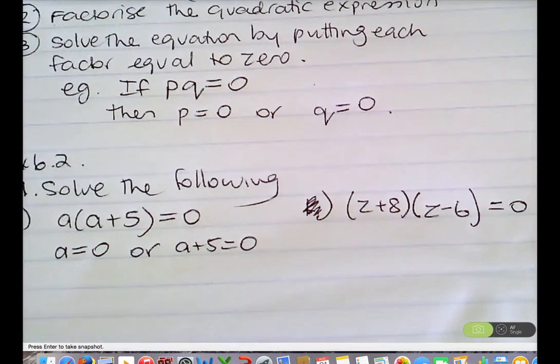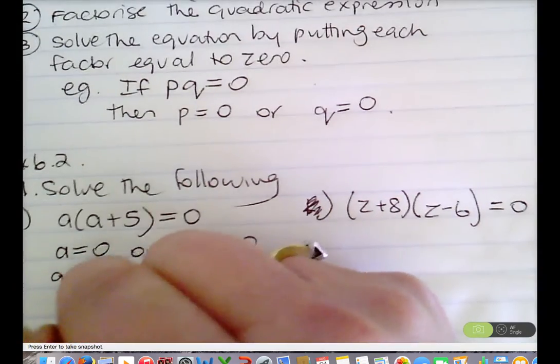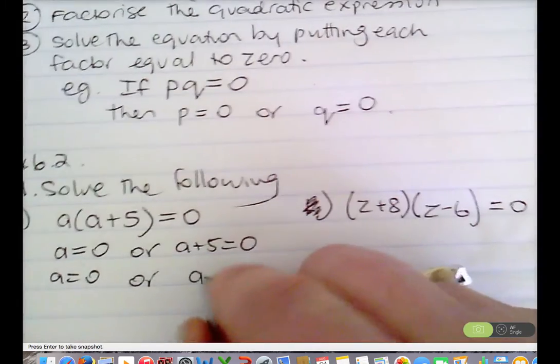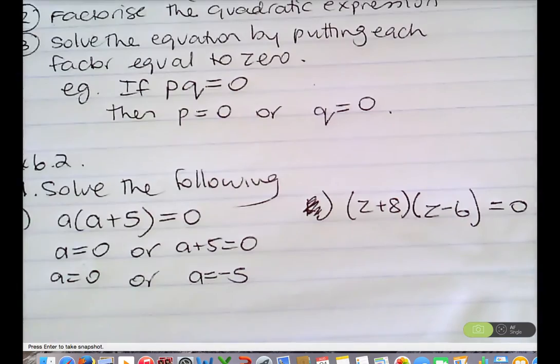Does it make sense? It could be 0 times 20, or 100 times 0, or -6 times 0, or 0 times -10, as long as one of them is 0. You put or here, not and, or. So therefore, a is 0. What's the solution to this? If a plus 5 is 0, what does a equal? -5. You take the plus 5 to the other side and you get -5.